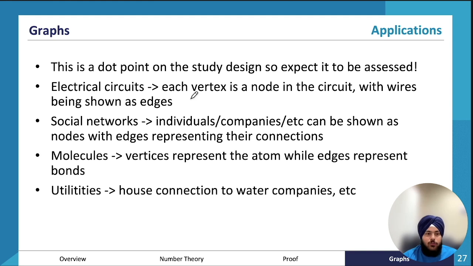Social networks are really common, where we have individual people, and the lines or the edges represent the accessibility of connections between different people. Molecules, where the vertices represent atoms and the lines represent bonds. Utilities, so house connections to water companies, all that sort of stuff.